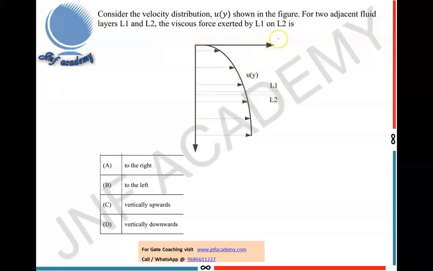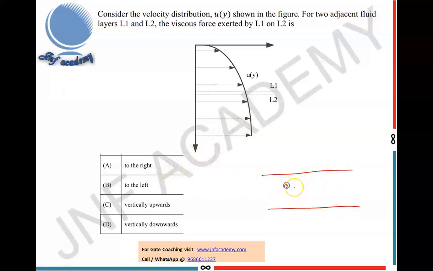The viscous force exerted by L1 on L2. So every layer will exert some force on the neighboring layer. Now they're asking whether the viscous force exerted by layer L1 on L2 is to the right or the left. They have talked about the direction. So viscous force is nothing but the force that has been applied.